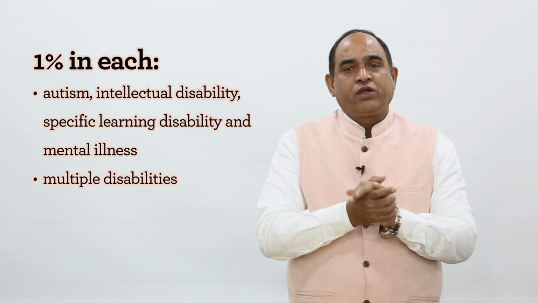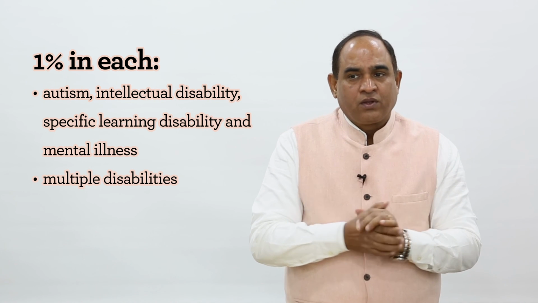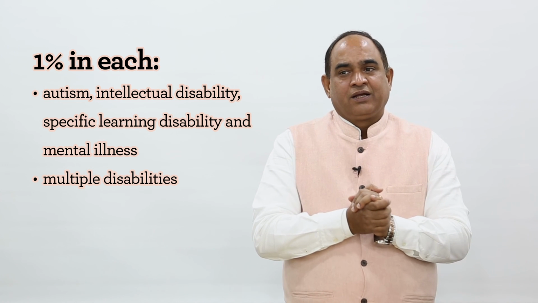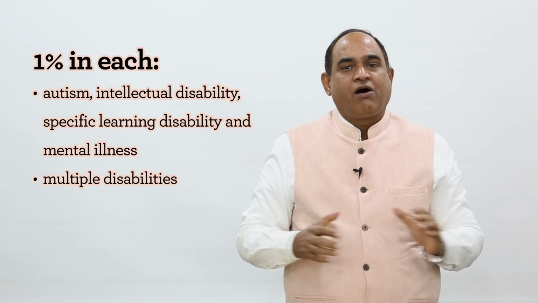Out of this 4% reservation for jobs in the government sector, 1% is to be reserved for those belonging to autism, mental illness, intellectual disability or multiple disabilities. So the 2016 Act, which seeks to give effect to the provisions of the UN Convention on the Rights of Persons with Disabilities, is an important advance in the legislative framework.